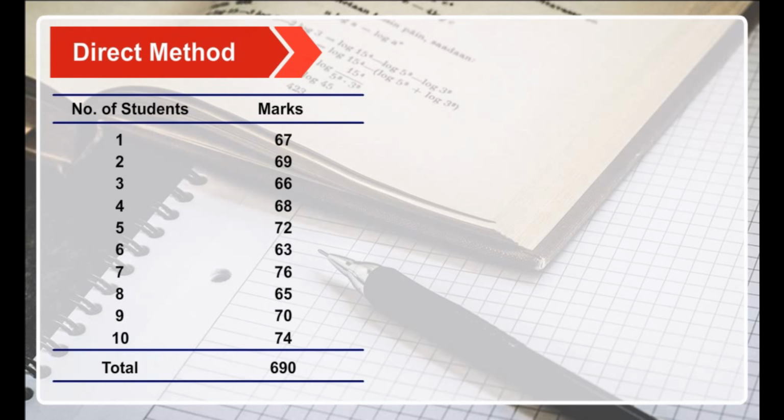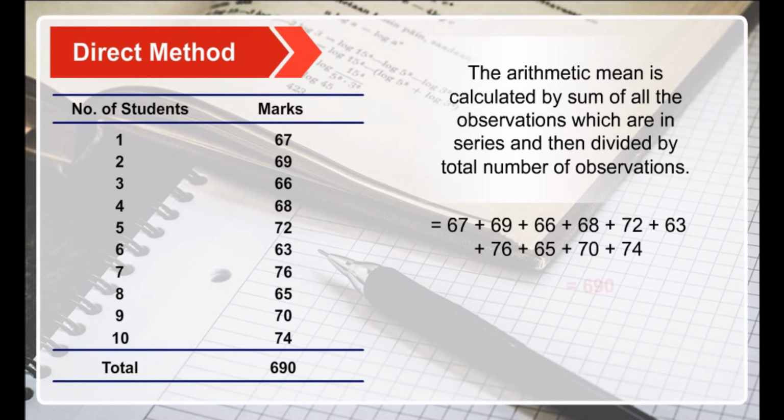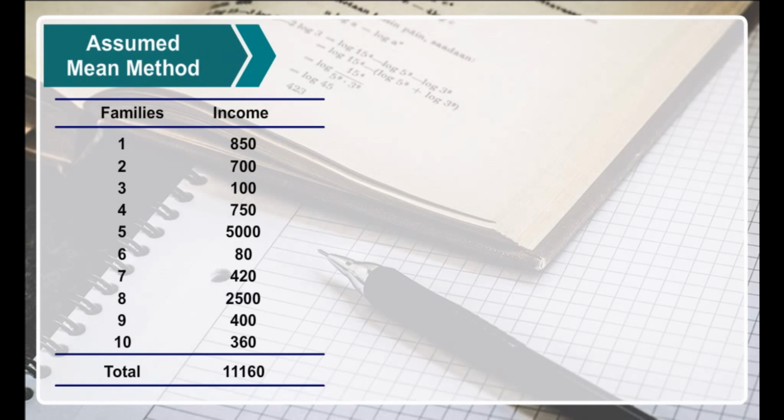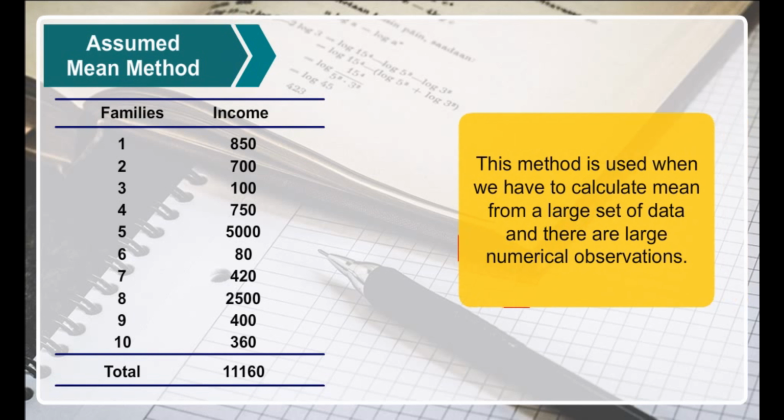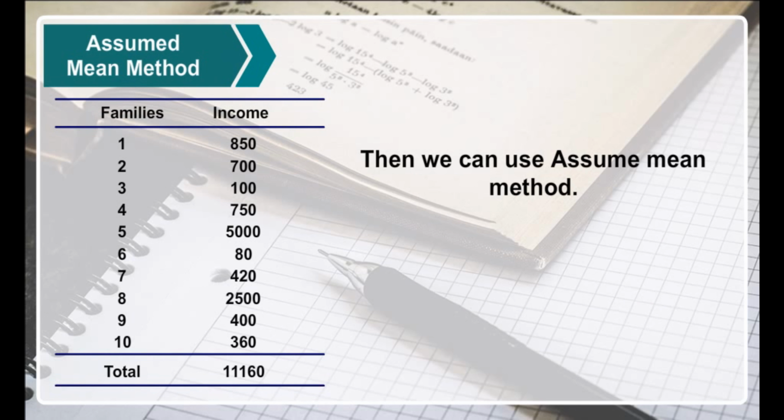Direct method. The arithmetic mean is calculated by the sum of all the observations in the series, divided by the total number of observations. Assumed mean method. This method is used when we have to calculate mean from a large set of data and there are large numerical observations. Then we can use the assumed mean method.